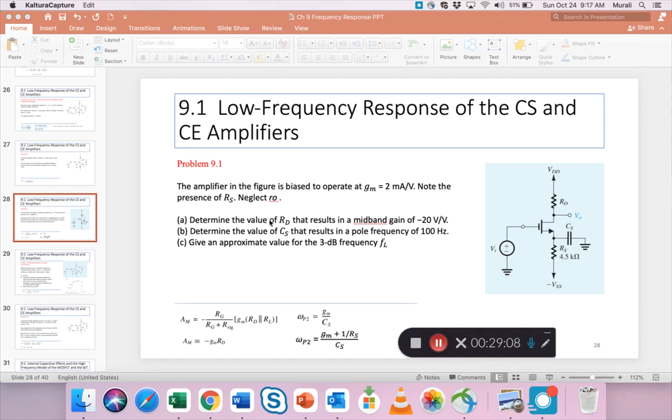So part A has nothing to do with capacitances because we are only finding the mid-band gain. In the mid-band region, we always assume the capacitances are short circuits anyway, right? So part A is more like studying amplifier theory from the previous chapters, right? Parts B and C have to do more with frequency response.